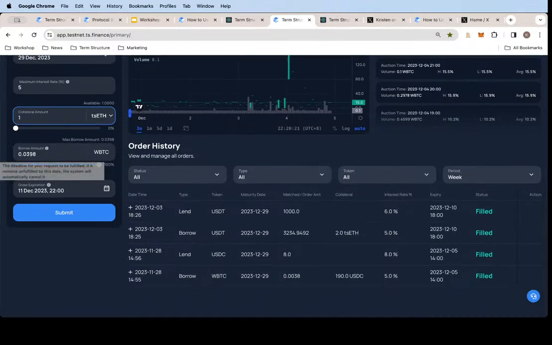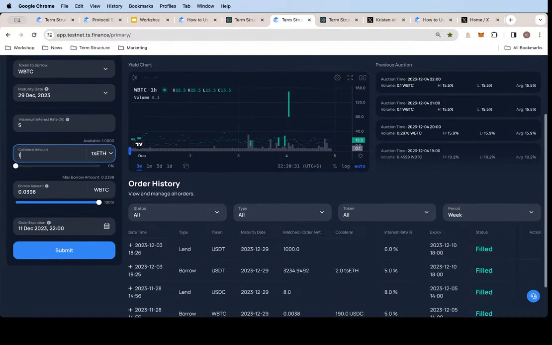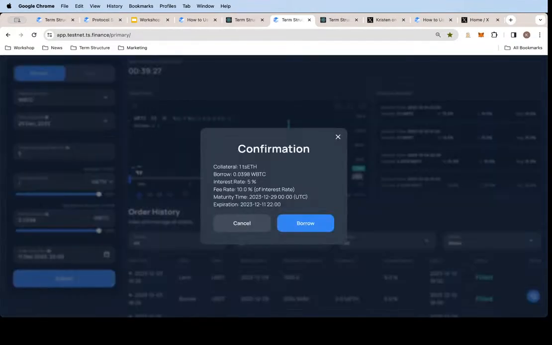And as for the order expiration, it means that the order will remain open in the market for a week. So that's December 11th, 2023. And if everything's correct, just click submit. And then you'll be able to see this confirmation window. And please do check the information here before you click borrow.